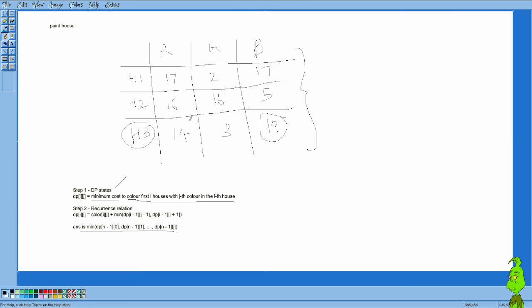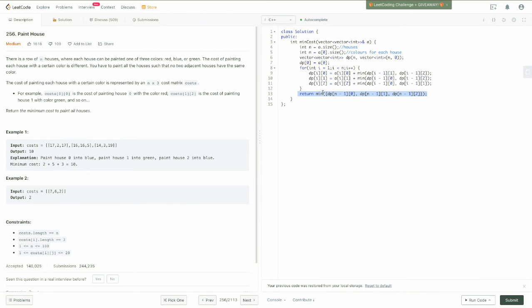So red color on the nth house, green color on the nth house, blue color on the nth house. Okay, so if the nth house contains this color, then what is the minimum cost to color n houses? So you have to take the minimum of this one to find the final answer.